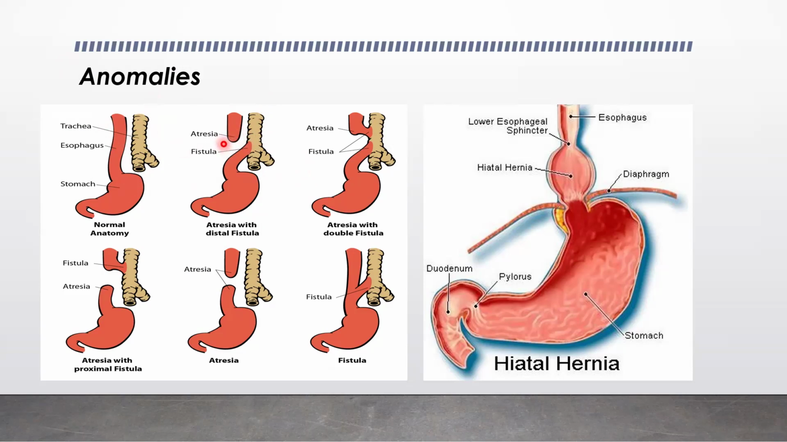In this one, you can appreciate there is esophageal atresia. Atresia means complete blockage or absence of connection in a tube. So there is no connection between the proximal part of the esophagus and the distal part of the esophagus. Why? Because septation didn't happen. So at this point, you'll have esophageal atresia with distal tracheoesophageal fistulas.